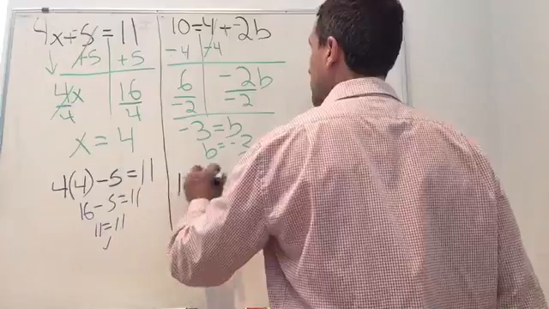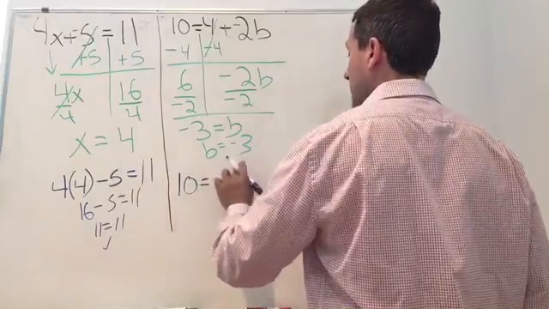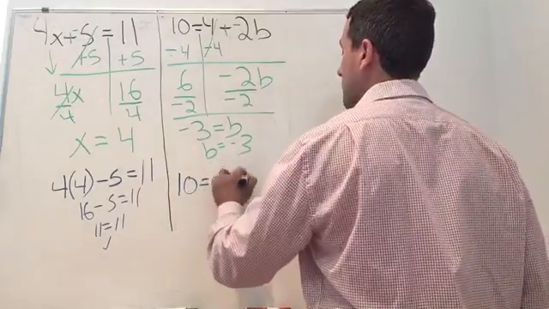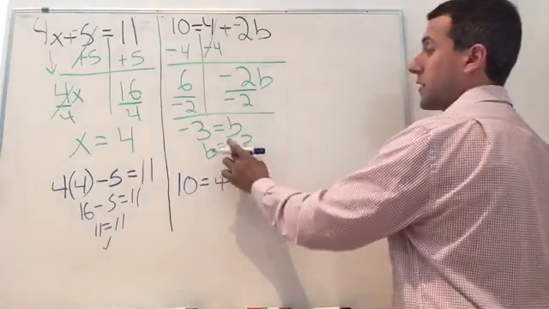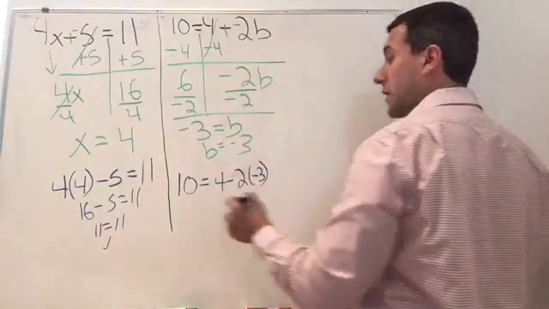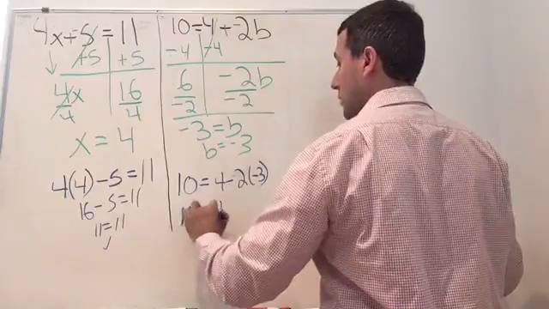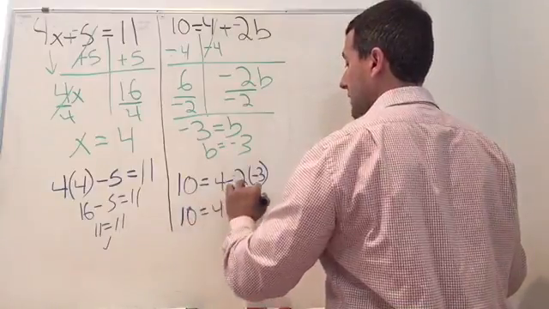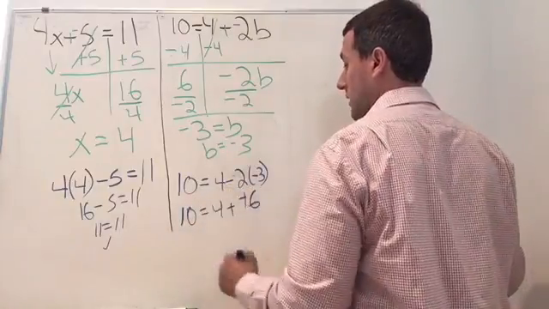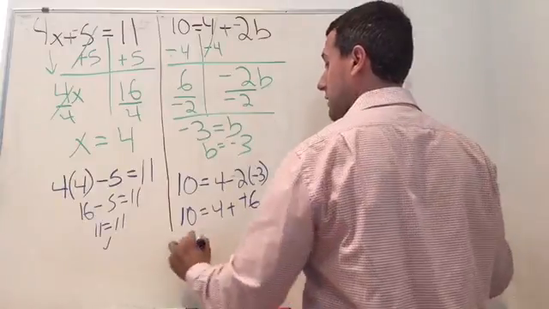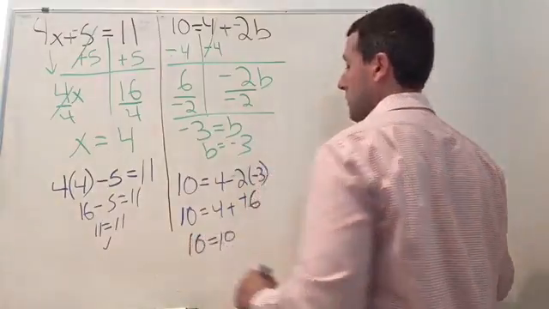10 equals 4 minus 2 times negative 3. I've put in the negative 3 in the spot of b. So 10 equals 4 minus negative 6. This is why we changed to plus. Remember, minus and negative is the same as plus positive. So 10 equals 10.